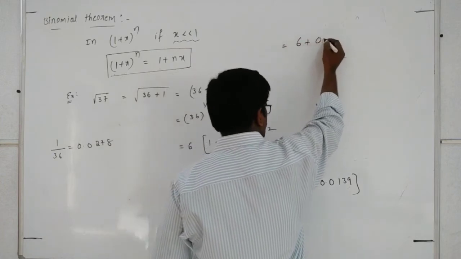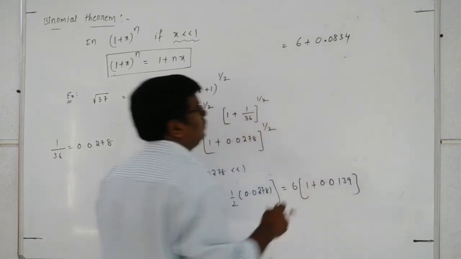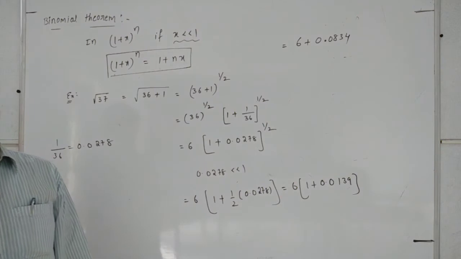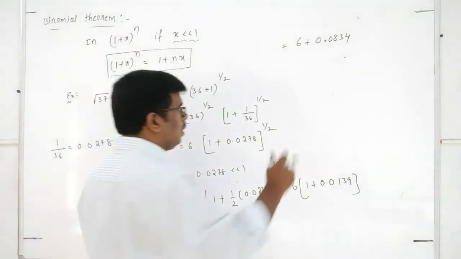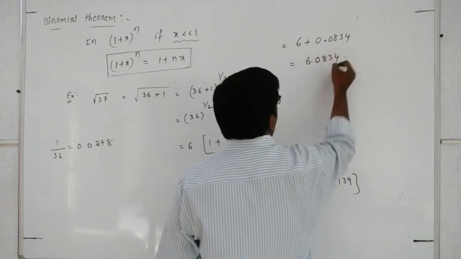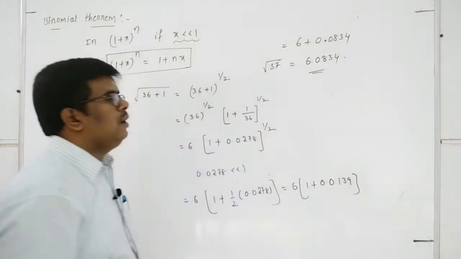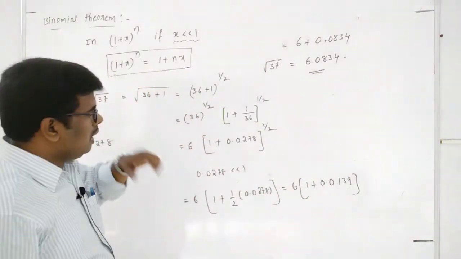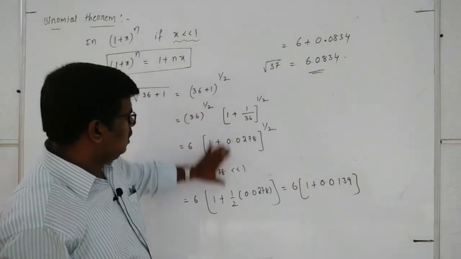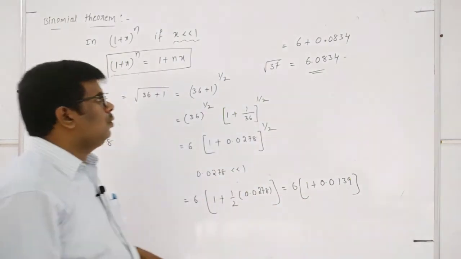6 plus 0.6 into this one is 0.0834. 6 into this, if you multiply, 0.0834. Then if you take it, 6.0834. This is what? Root 37. If you don't know the value of root 37, in this binomial expansion you can use it and you can find the root for it.